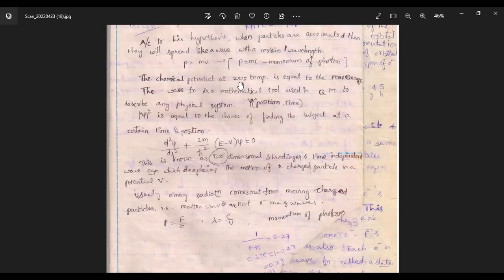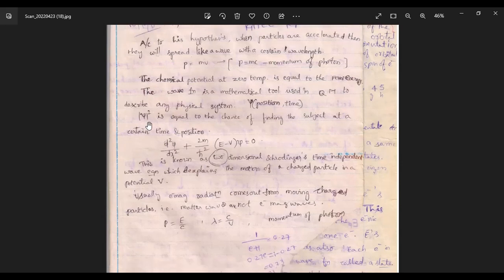The chemical potential at 0 temperature is equal to the Fermi energy. The wave function is a mathematical tool used in quantum mechanics to describe any physical system. Psi is a function of position and time. Mod psi square, the normalized wave function, gives the chance of finding the electron or material particle at a certain time and position.